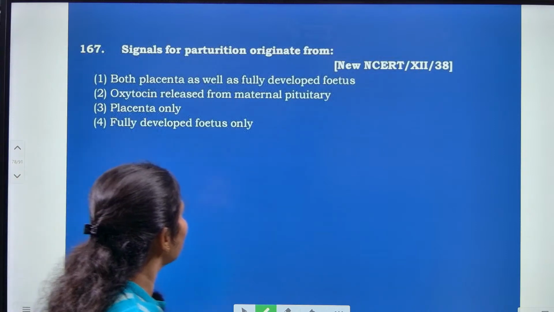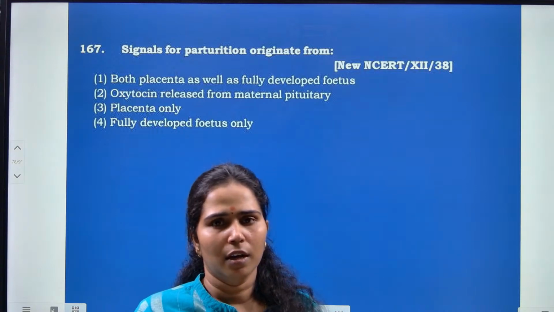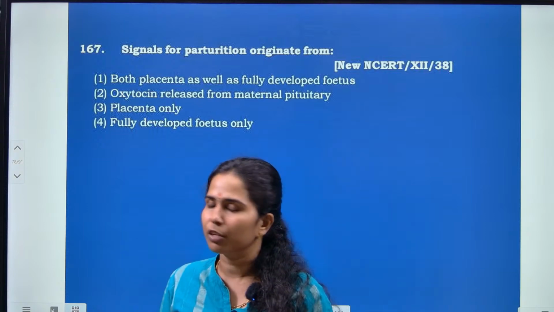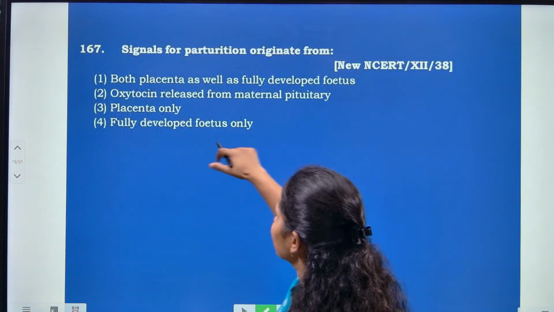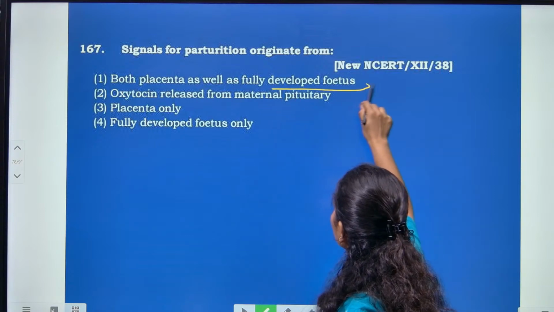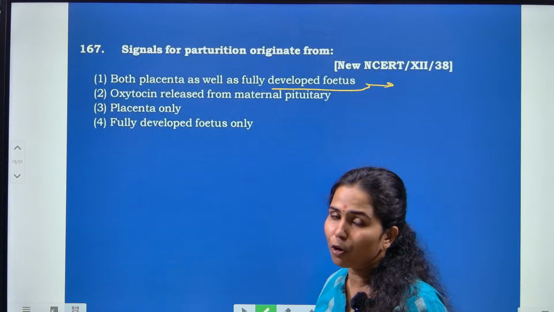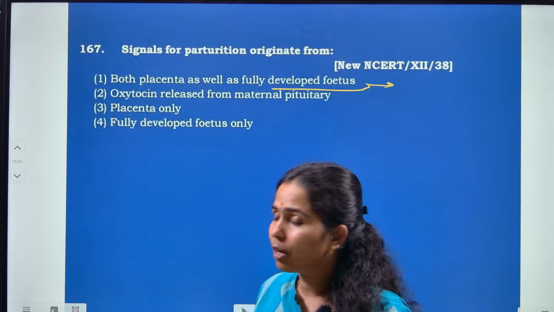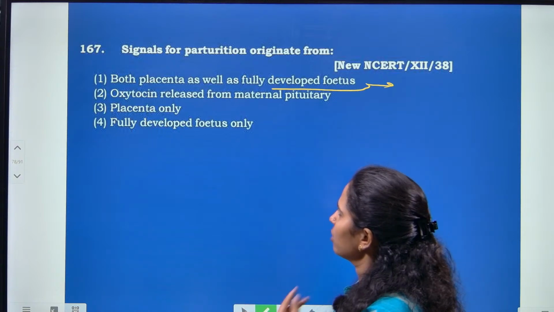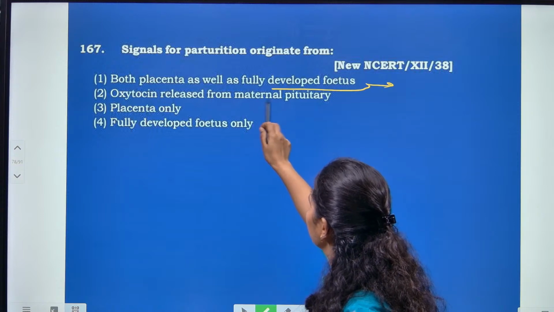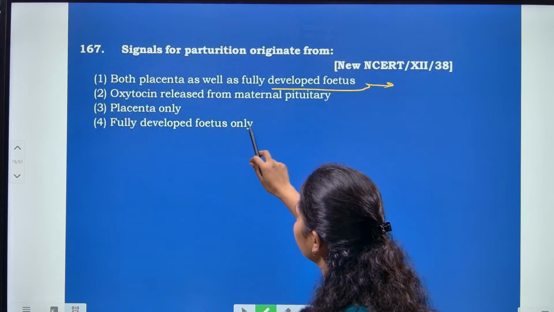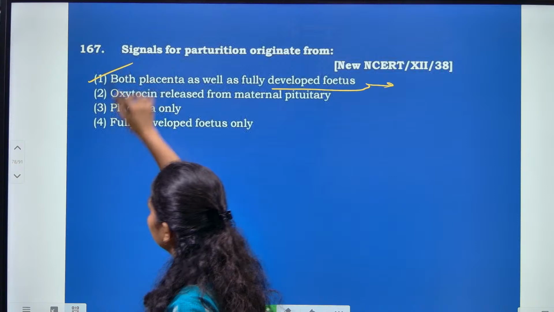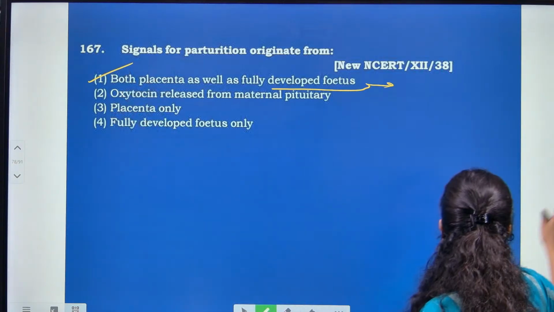Next, the signal for the parturition originates from... again it is a direct question, that is, we have to know the definition of fetal ejection reflex. What exactly happens in fetal ejection reflex? Here both the placenta as well as the fully developed fetus send the signals which help in mild uterine contraction, which leads to the expelling of the fetus. It is done by the release of oxytocin hormone from the maternal pituitary. Not the placenta only, not the fully developed fetus only, it should be both the placenta as well as the fully developed fetus. So it is the definition of fetal ejection reflex.